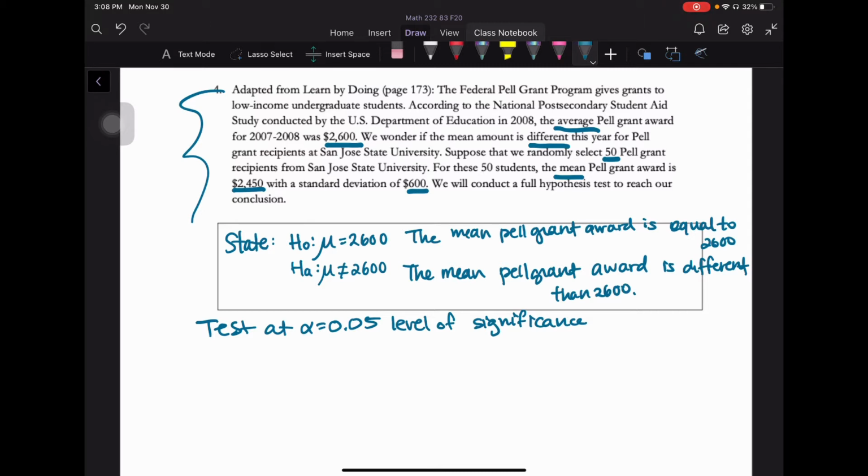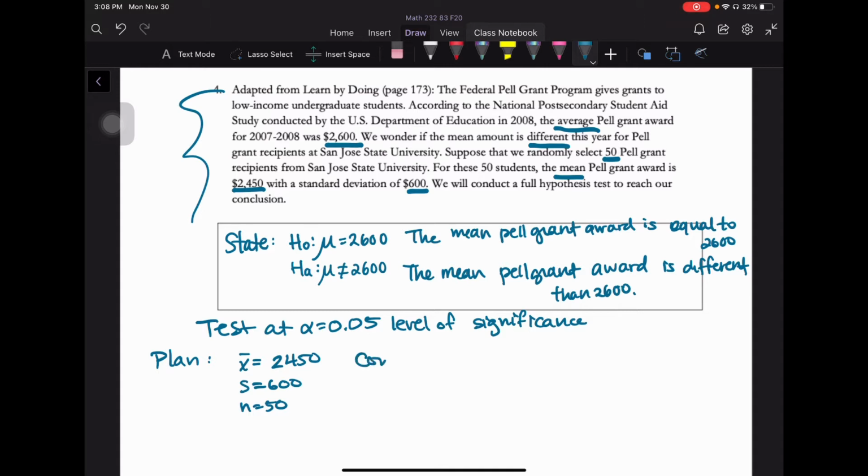Now, when we're doing the plan, we collect the data, we confirm our conditions. So first of all, let's talk about what our conditions are. In the plan, for population means, we're going to calculate the sample mean and standard deviation. They tell us that x bar is equal to 2450, s is equal to 600, n was equal to 50, and now we need to check whether it was random with independent observations and if our population was normal versus a large sample size.